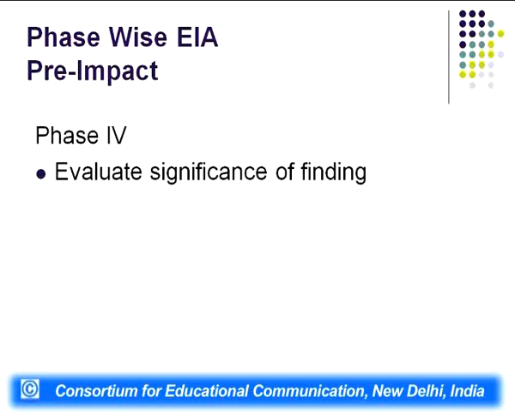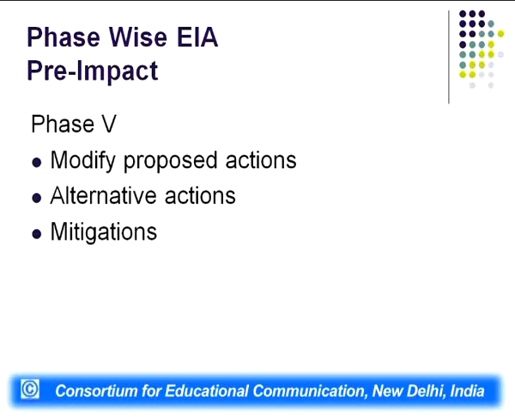In phase 4 of pre-impact, we evaluate the significance of those findings. These findings could be many, covering many environmental and socio-economic aspects. Then we'll have to evaluate which impacts are significant and which are not very significant. Again, in pre-impact only, in phase 5, what do we do? Taking into account the significance of the impacts, we are supposed to modify the proposed action, or decrease the degree of the proposed action, and look for alternative actions, if any alternative action is there with the help of which the significance of the impacts can be reduced. If not, then we'll have to look for mitigative measures.